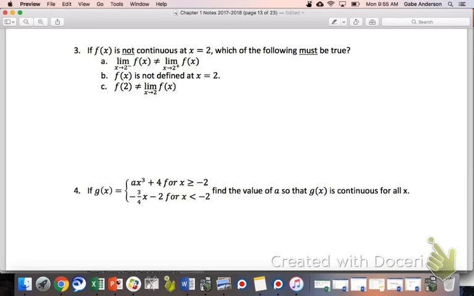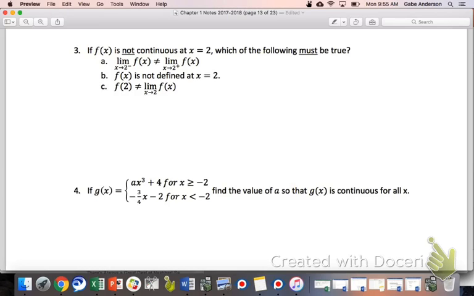So let's read it here together, and I want you guys to discuss and talk this one over. You do have a 33% chance of getting this right if you just guess, but I would like for you to discuss to the point where you feel like you have a better chance than that. So it says, if f of x is not continuous at x equals 2, which of the following must be true? Must is a very strong word. That means that it has to be this, right? There's no other way. It's got to be specifically this choice. So the word must is important.